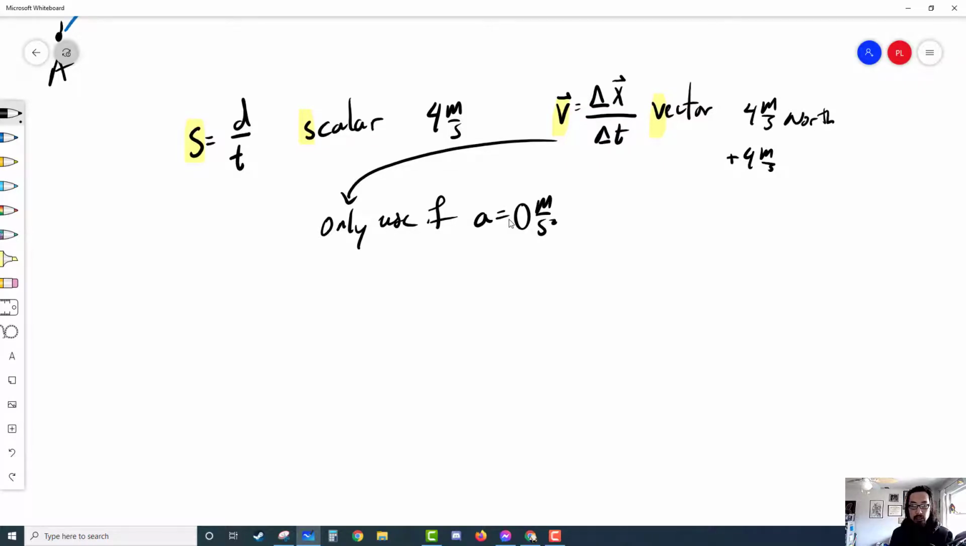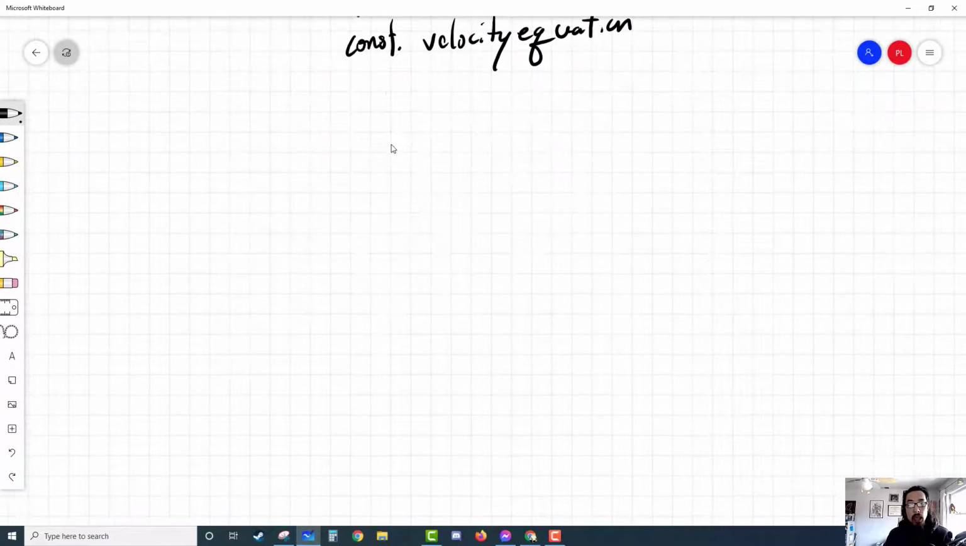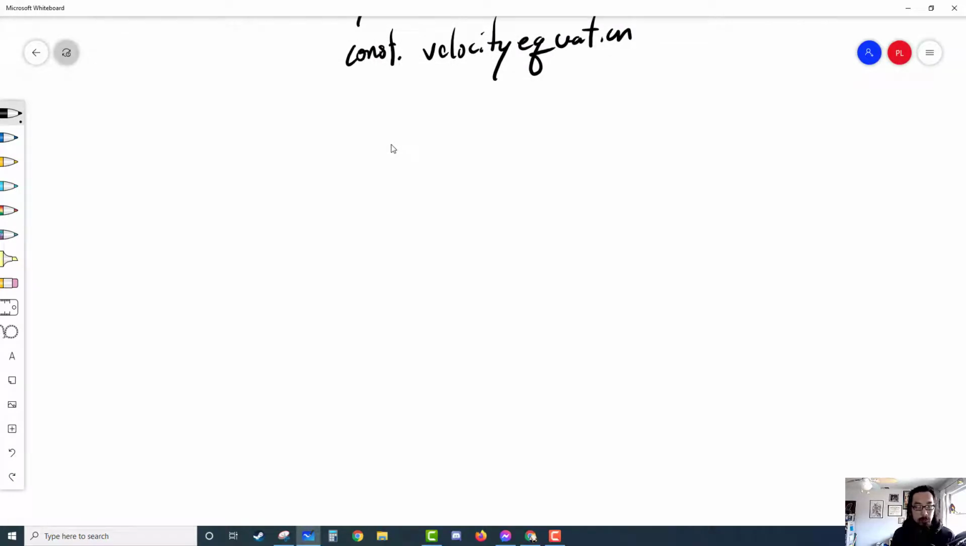So I should write that down. This is a constant velocity equation. It is not instantaneous velocity. It is just a constant average velocity, and you can only use that if the acceleration is 0. Now this right here is very important. I'm going to highlight that because that is the fundamental idea behind what we're going to cover next, and that is the kinematics equations.